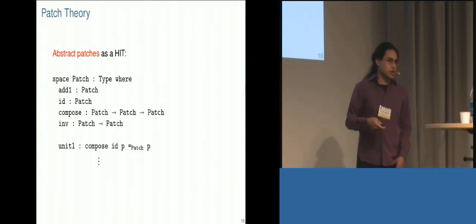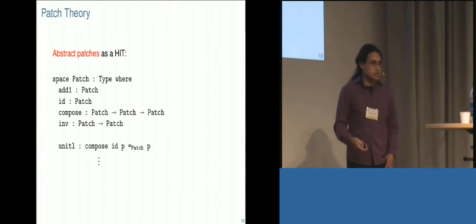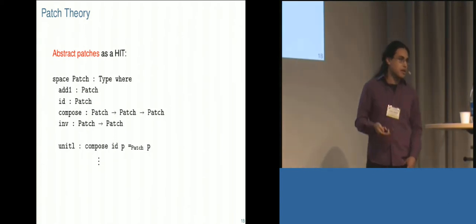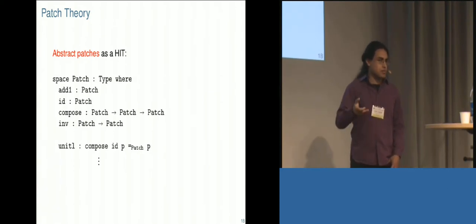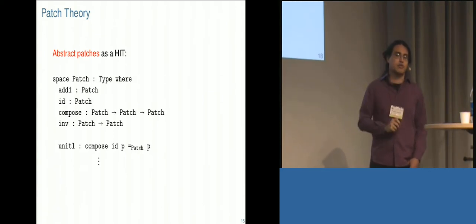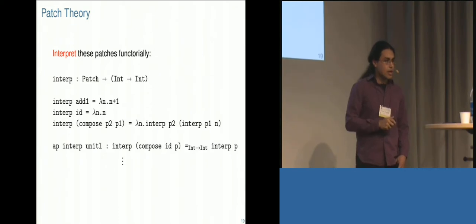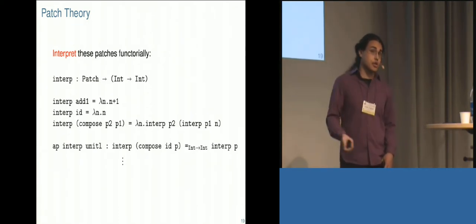So I'm going to throw in these identification constructors, like unit L here. I'm sort of using higher inductive types as quotient types here. So I'm just saying, you know, these two patches are actually the same. All right, so then what I would want to do is interpret these patches functorially.